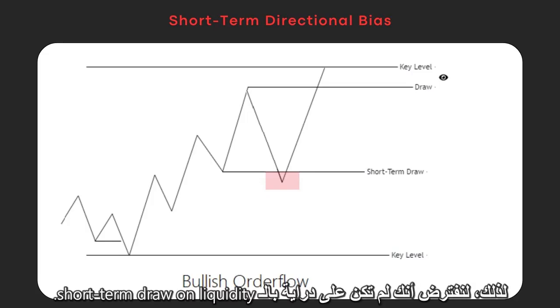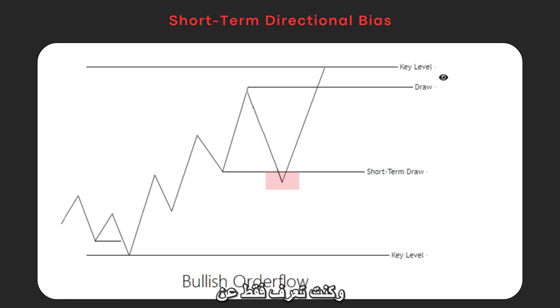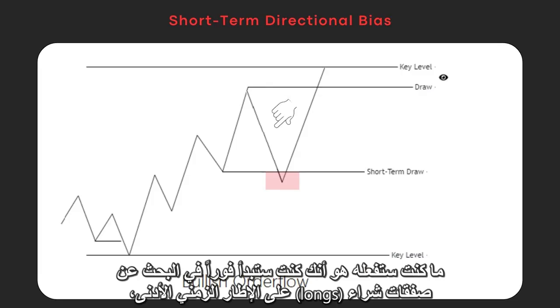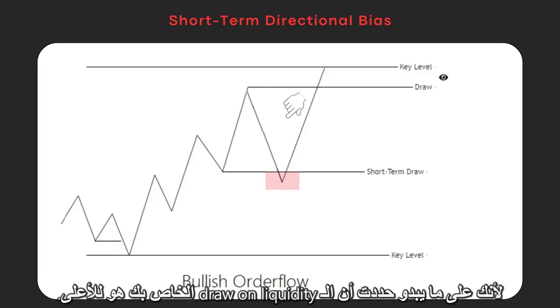So let's say you were not aware of short-term drawn liquidity, right? And you only knew about just drawn liquidity or directional bias. And let's say you determine order flow here and you saw that it's a bullish order flow and our next target is higher. So when we were here, right here, just like you saw in the previous slide, what you would have done is immediately started looking for longs on the lower time frame because you apparently determined your drawn liquidity to be higher.